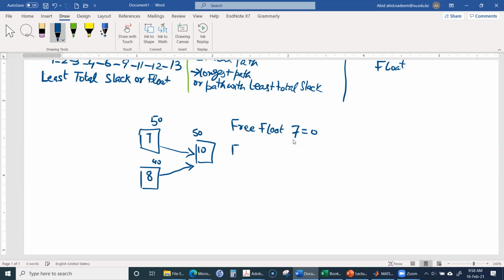Okay, but if we look at activity 8, its earliest finish time is 40, and the earliest start time for the following activity is 50. So we can see that if we delay this activity 8 by say 10 days, it is not going to affect the next activity. So we will say that the free float or free slack of activity 8 is 10 days. Okay, so this is how you determine the free slack or free float.